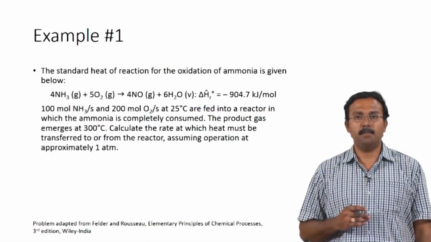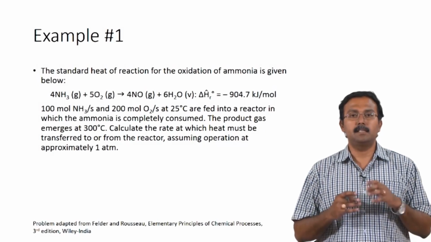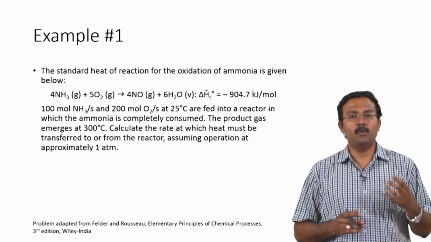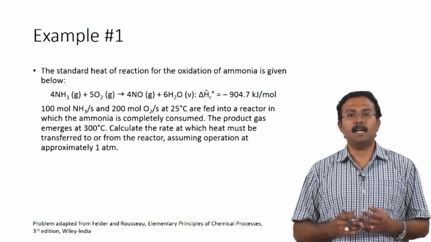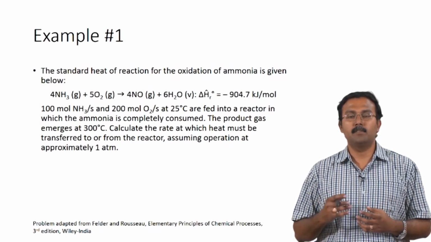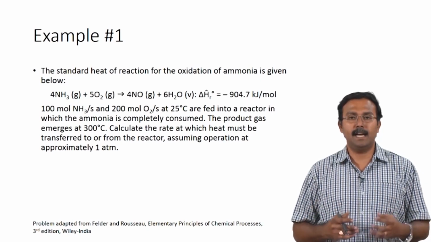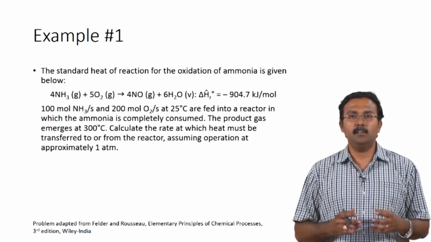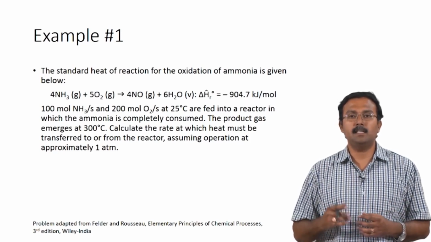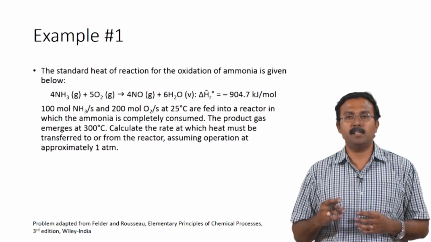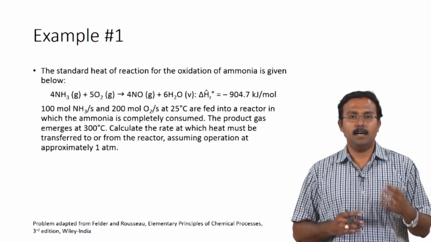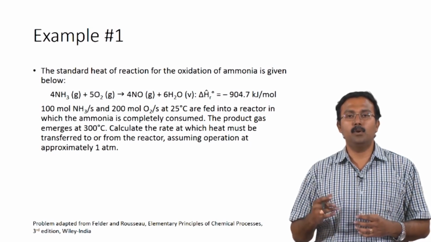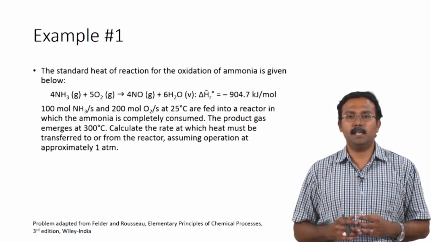The first example which we will start with is given here. The standard heat of reaction for the oxidation of ammonia is given below. 4 moles of ammonia gas reacts with 5 moles of oxygen gas to form 4 moles of nitric oxide gas plus 6 moles of water vapor, and the standard heat of reaction is given as minus 904.7 kilojoules per mole.